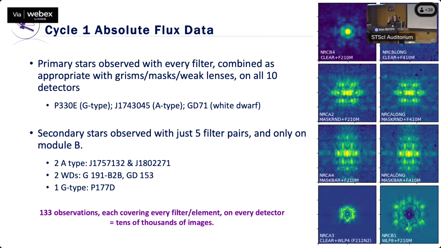And I'm showing just what the PSF looks like on NearCam. The top ones are imaging, short and long wavelength. The ones below that are the round masks from coronography. The ones below that are the long masks, or the bar masks, sorry. And below that are the weak lenses, showing how the flux disperses.